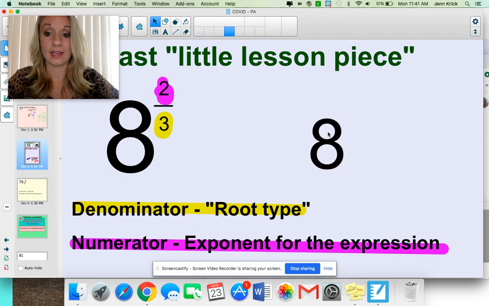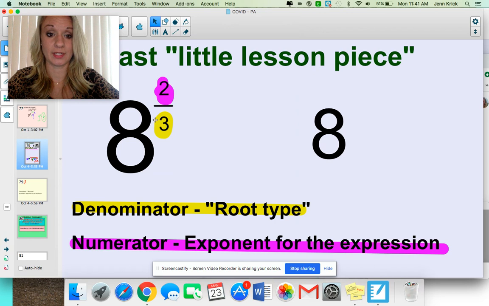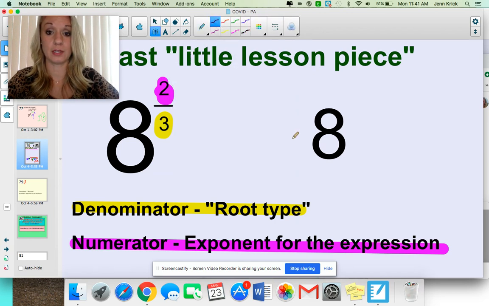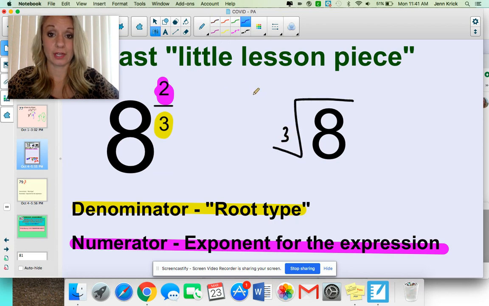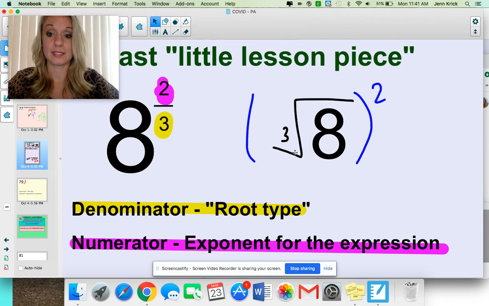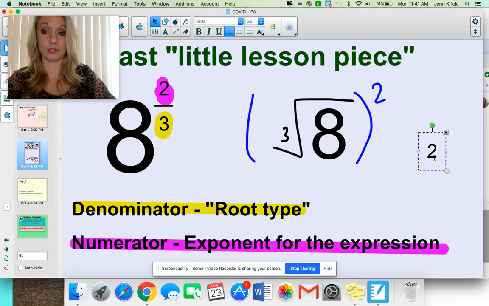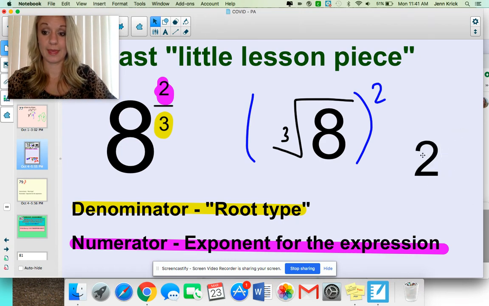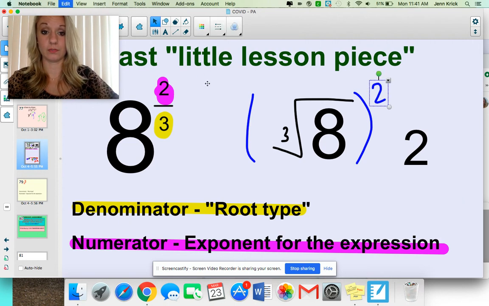Okay, then to know what type of root it is, look at my denominator. Because this says 3, I know, oh okay, this is going to be a cube root. Then ask yourself, which type of exponent is going to be used for the expression? It's my numerator, so I should have an exponent of 2. Then to simplify, what is the cube root of 8? Okay, and hopefully you're telling me 2, because 2 times 2 times 2 is 8. And then we keep our exponent of 2. And what is 2 squared?